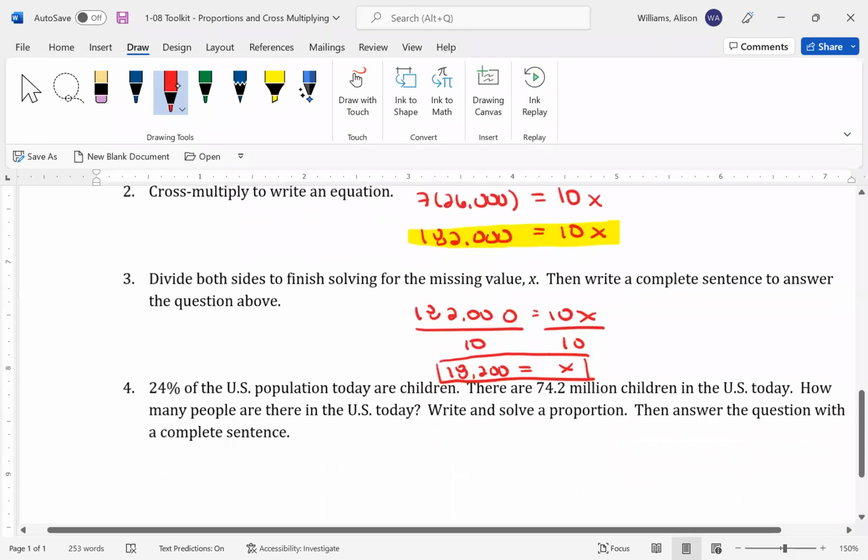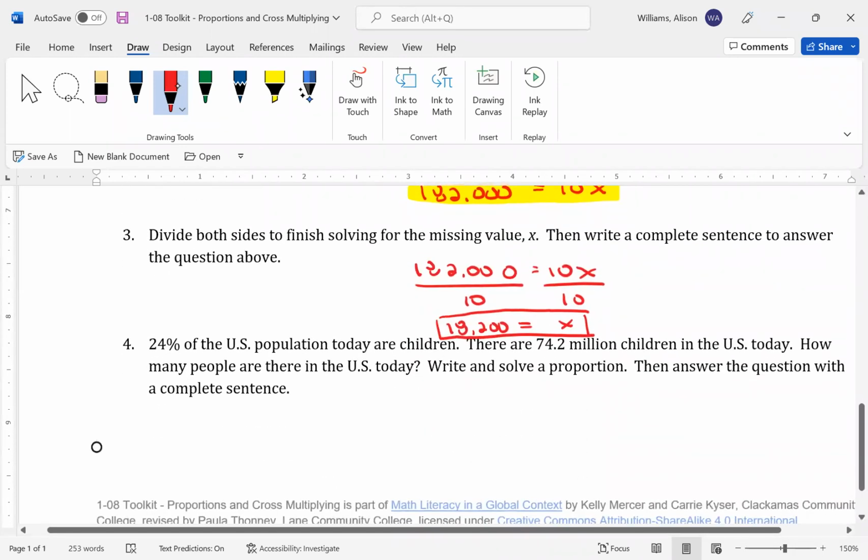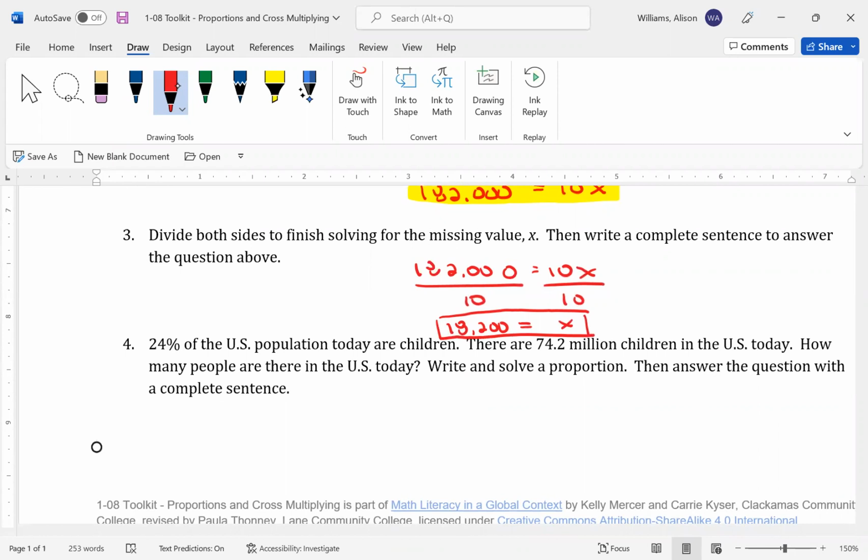Okay, so 24% of the US population today are children. There are 74.2 million children in the US today. How many people are in the US? Okay, so 24% of the population is children. That means we can write a percent as a fraction, 24 out of 100. And we'll compare that to, so they want to figure out how many people there are. We know how many children there are, 74.2 million children. And what we don't know is how many that's out of. That's what we're trying to find. That's how many people are in the US.